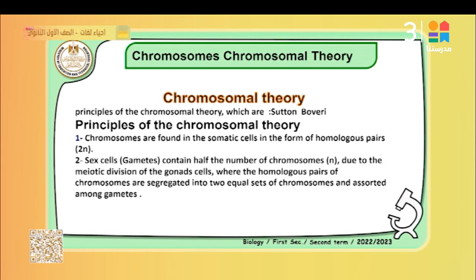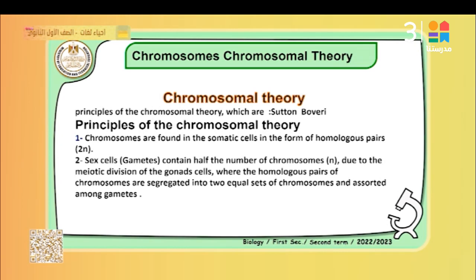Okay? Focus on this principle of the chromosomal theory: each pair of chromosomes behaves independently and freely in transmission to each gamete. During fertilization, the male gamete and the female gamete fuse together, forming a zygote, 2N. It divides mitotically and gives us an embryo. This is the principle of the chromosomal theory.